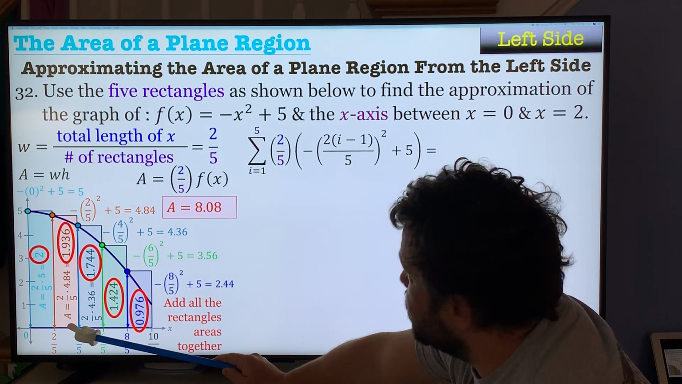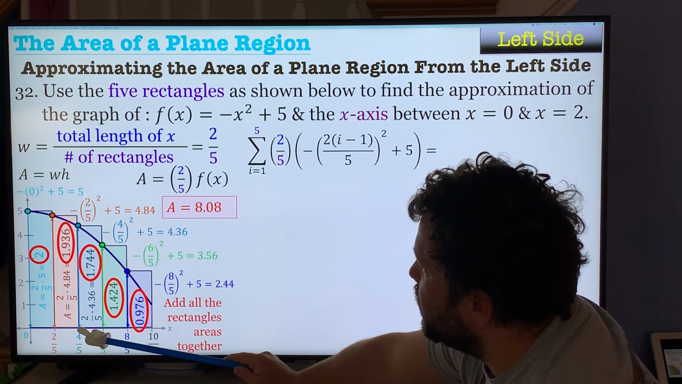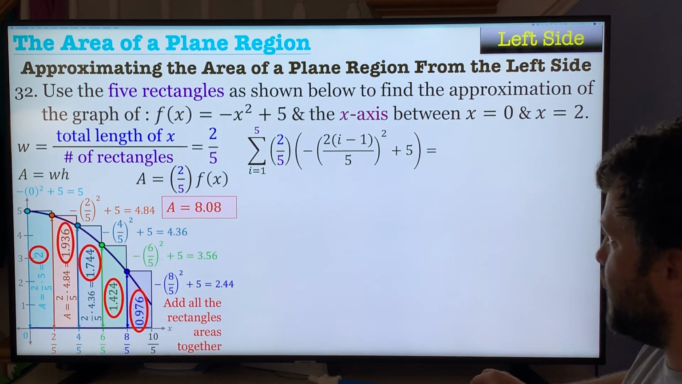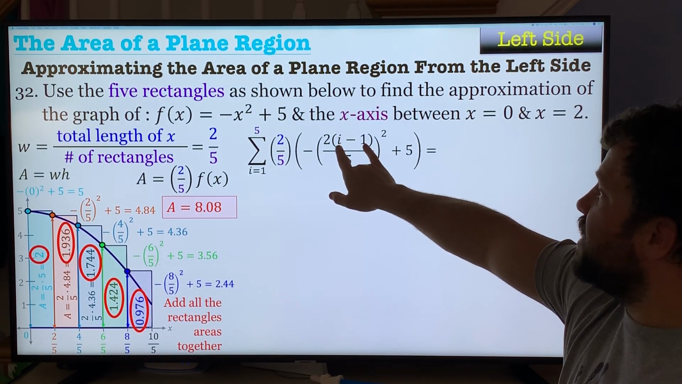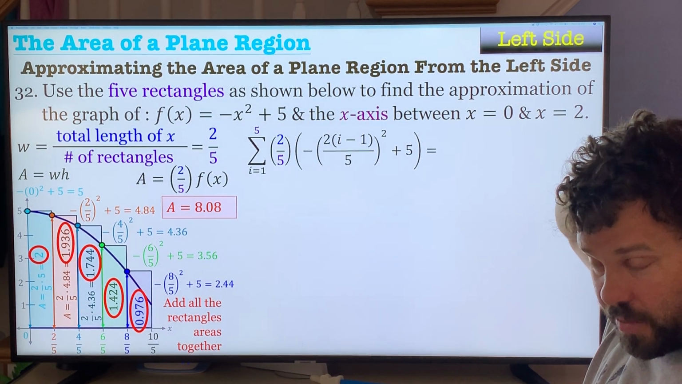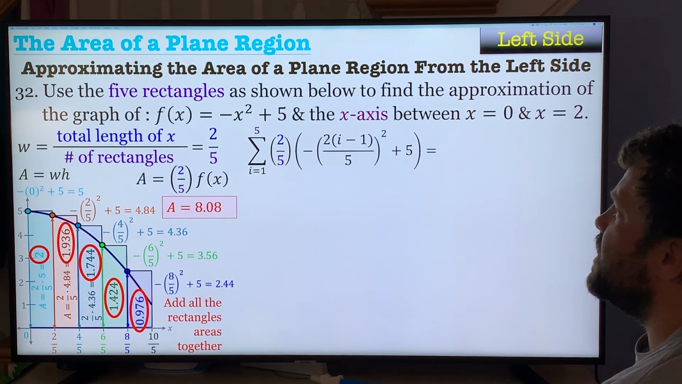When you go to your second rectangle, 2 minus 1 is 1. So that gives you your 2/5. 3 minus 1 is 2. That gives you your 4/5. So the only thing that changes from left side to right side is, left side is i minus 1 when you plug it into the equation, and right side is i. All right, now everything else stays the same.